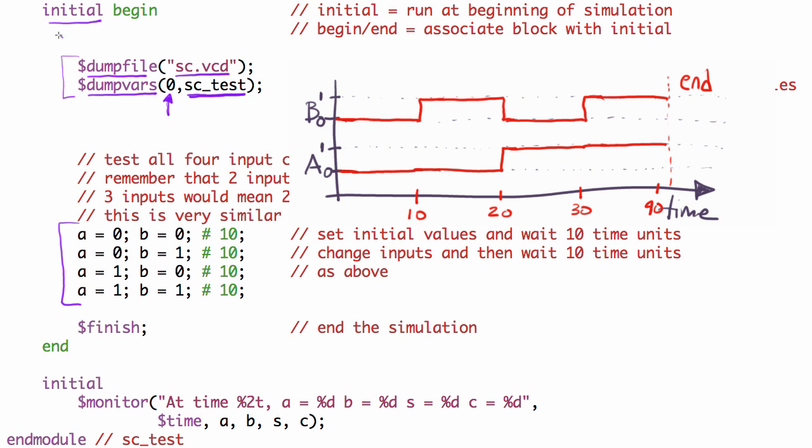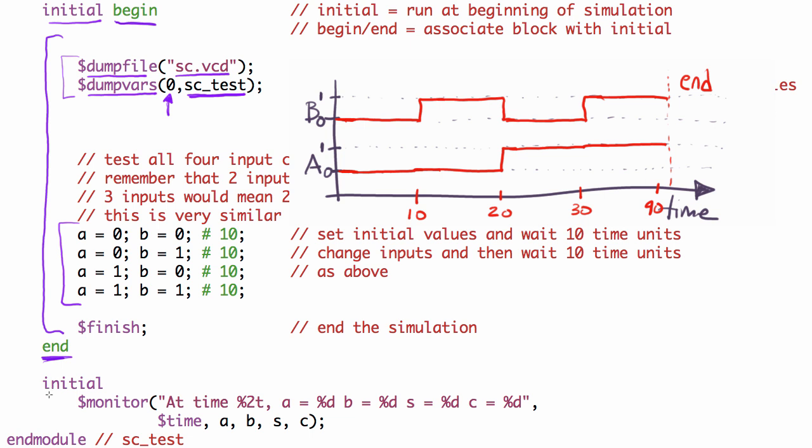All of that code that we just described belongs to the same initial block. You'll notice that my initial block included a begin and end statement to delimit the contents of that initial block because we had multiple statements. So all of this process begins at the start of the simulation and happens sequentially up until the finish statement, which ends the simulation.